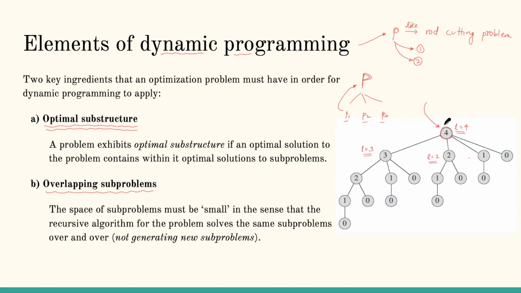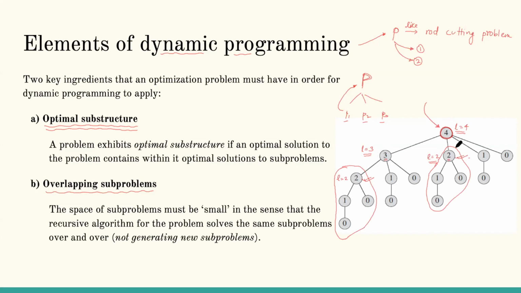Looking back at the rod cutting problem, to solve a rod of length L equals 4, we need to solve L equals 3 and L equals 2. Now to solve L equals 3, once again, we need to solve L equals 2. So this subproblem and this subproblem overlap. That is, if we were to use recursion to solve this problem, we treat these as two separate subproblems and solve them twice.